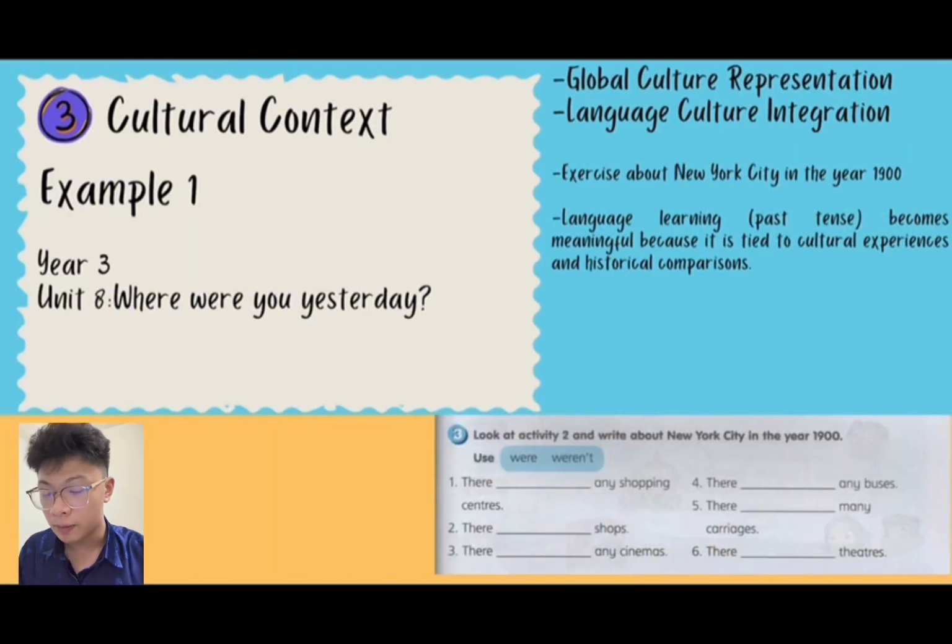So below it is also an exercise about New York City back in the year 1900. That's where language learning comes in, because the activity uses past tense such as "weren't" and also "wasn't". It will become meaningful because it is tied to cultural experience and historical comparisons. This is because the 19th century is already the past, so we use past tense verbs. This will let young English learners understand that these aren't the modern days, these are past days already.